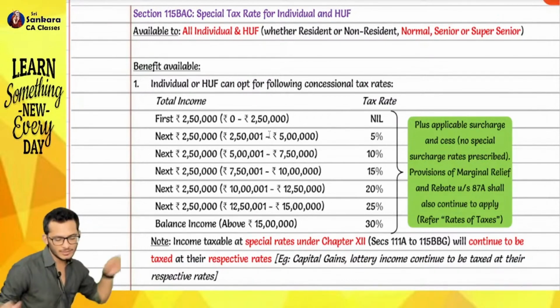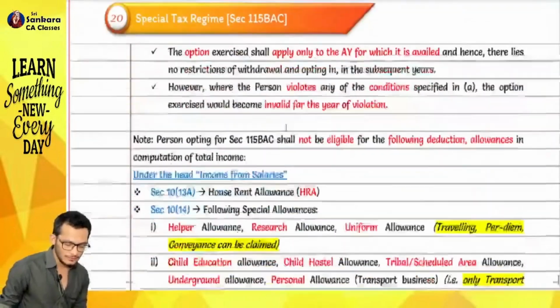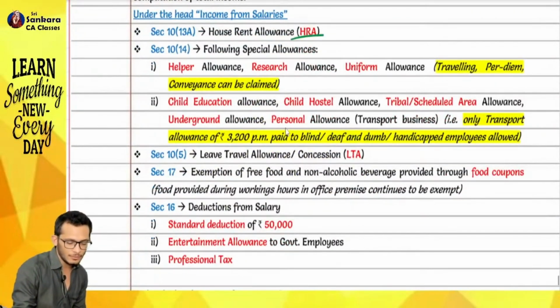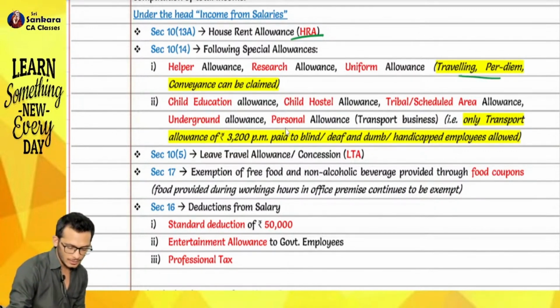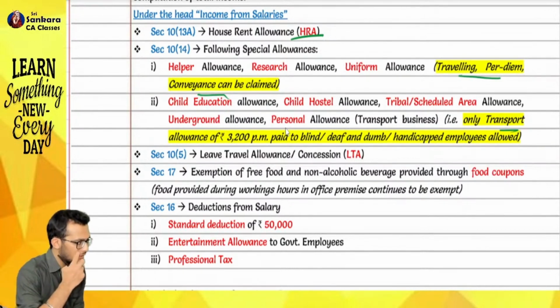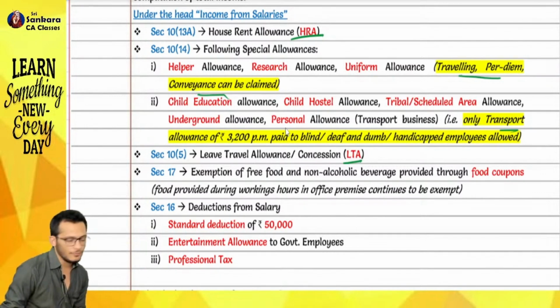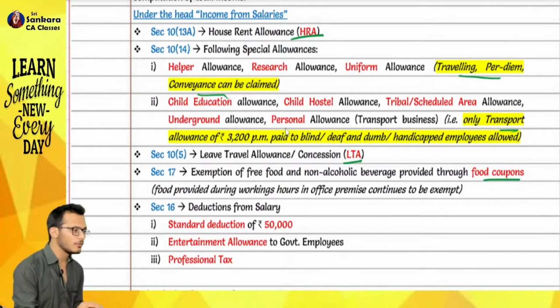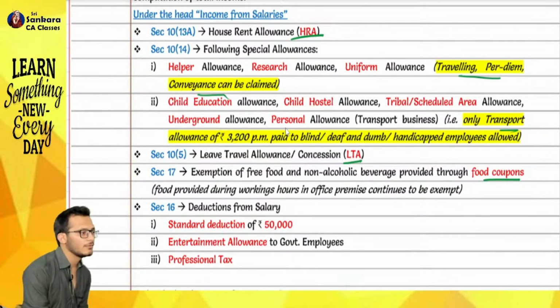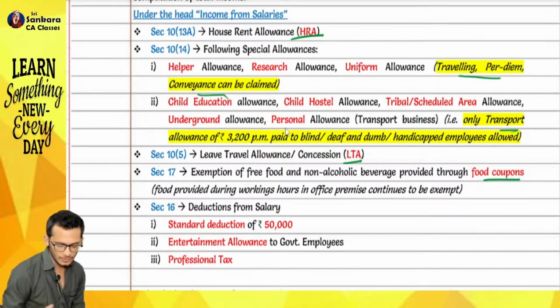What are the things which are not allowed as a deduction? Starting from salaries, HRA is not allowed. In special allowances, every special allowance is not allowed except for travelling, per diem and conveyance. Transport allowance for handicapped is also not allowed. Any kind of LTA, LTC is not allowed. Any kind of food coupons are not allowed. Please understand, if you get food in your office, it is still exempt. Coupons are not exempt.